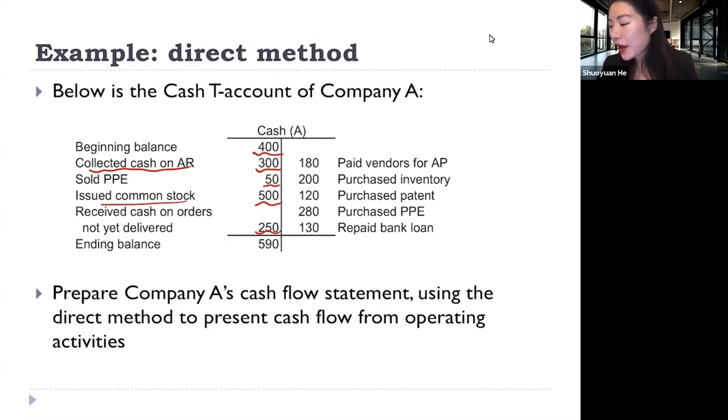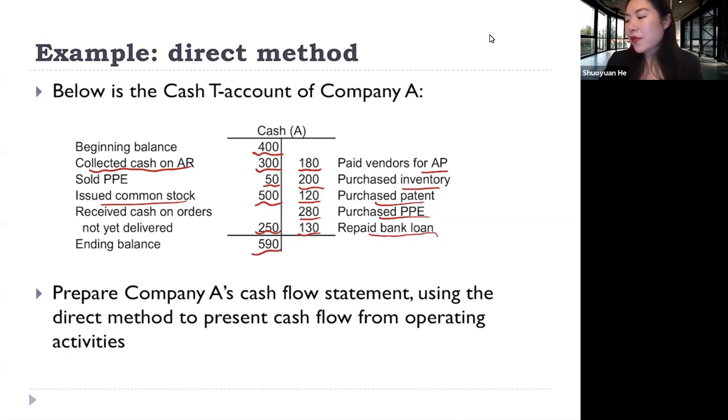So it's prepayment for the firm received. The firm also paid out cash 180 because it paid vendors for account payable. It paid out 200 to purchase inventory, paid 120 to purchase patent, 280 to purchase PP&E, 130 to repay bank loans. And then the ending balance of cash for the firm is 590.